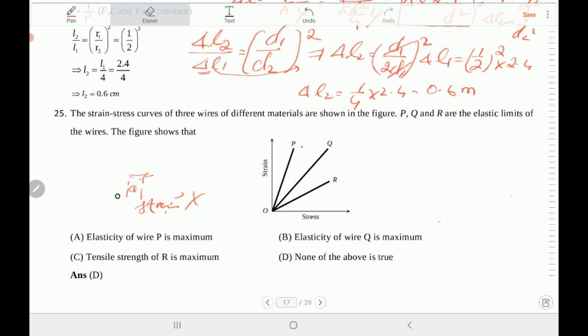This graph is opposite. Why? Because along the y-axis you have taken strain and along the x-axis you have taken stress. It is a strain-stress graph. Now you find the slope. What is slope in this?